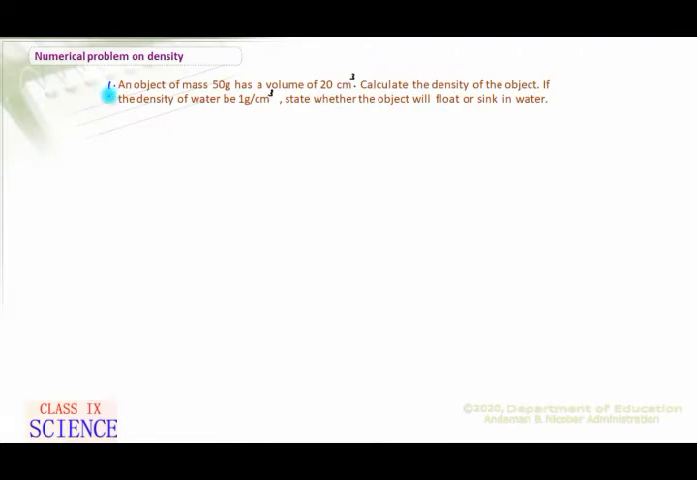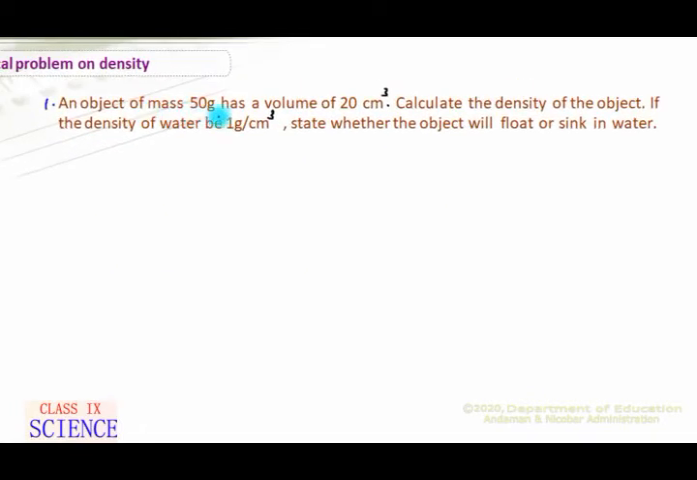Let us see the first numerical problem. An object of mass 50 gram has a volume of 20 centimeter cube. Calculate the density of the object. If the density of water is 1 gram per centimeter cube, state whether the object will float or sink in water.